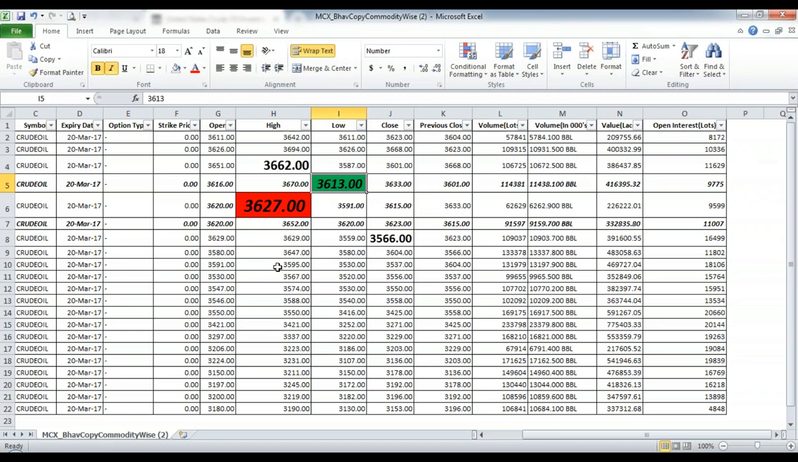Now, on the next day, the open price is about 3580. Okay, and it started moving up. And when it started moving up, it again failed around the resistance, right? 3627, correct? It went above this level and it came down and it closed. But did it go above 3613? Answer is no.